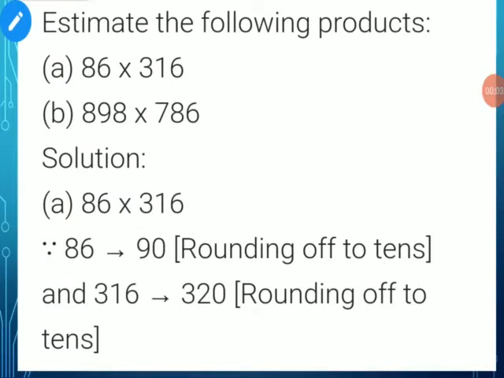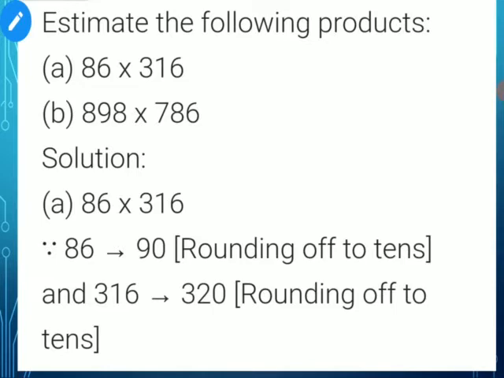Now the next question is: estimate the following product. You have to do the estimation. The first is 86 multiplied by 316. If no such condition is given that you have to estimate according to the highest degree of the number, and a 2-digit number and a 3-digit number are given, then you will do a closer estimation.